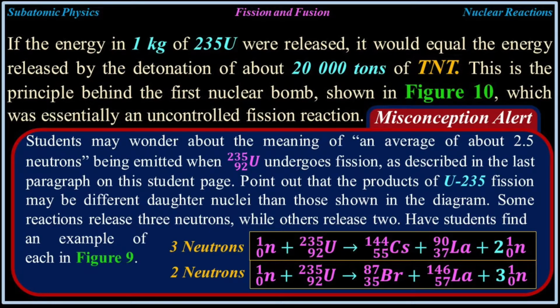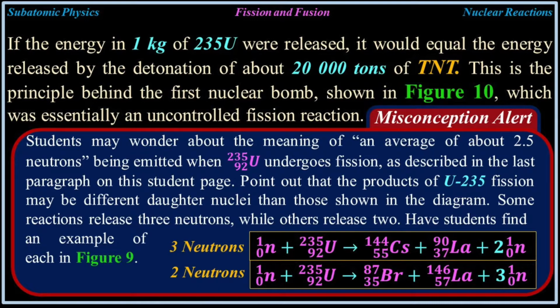If the energy in 1 kilogram of uranium-235 were released, it would equal the energy released by the detonation of 20,000 tons of TNT. This is the principle behind the first nuclear bomb, shown in Figure 10, which was essentially an uncontrolled fission reaction.